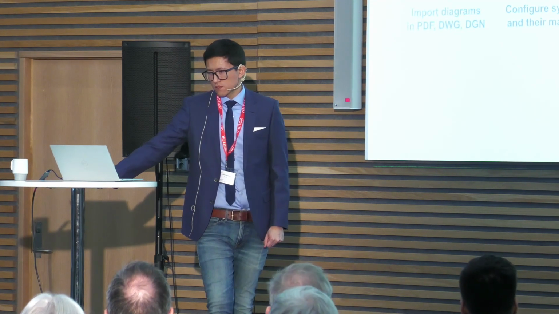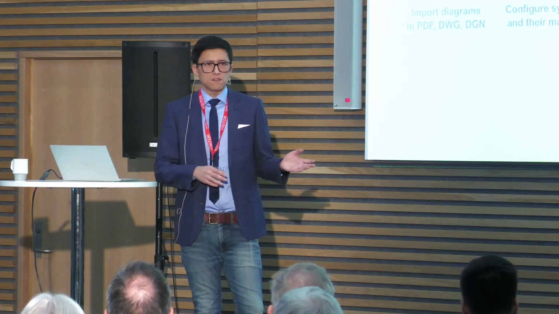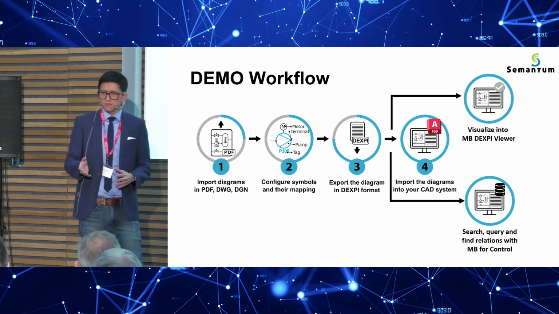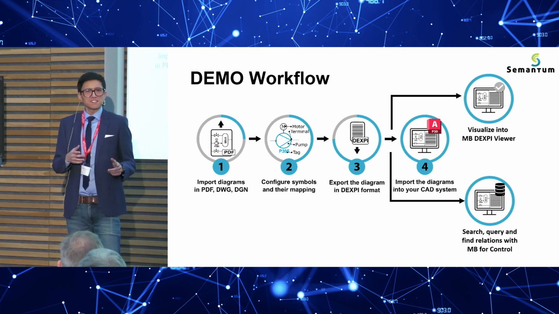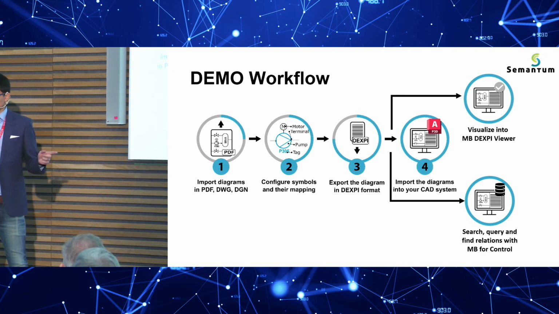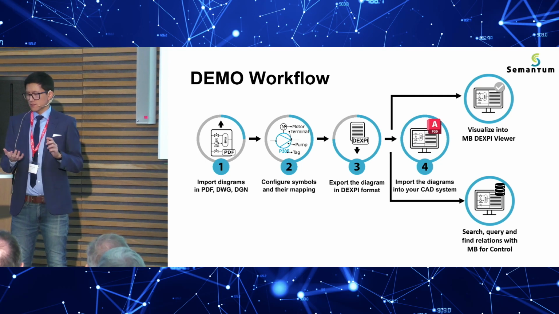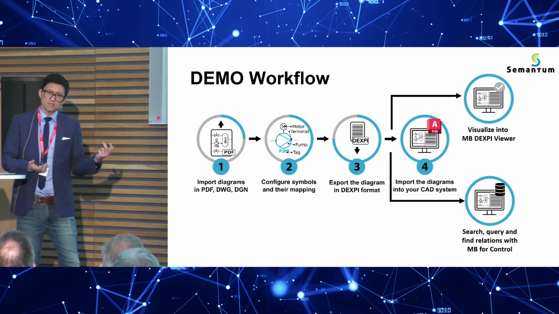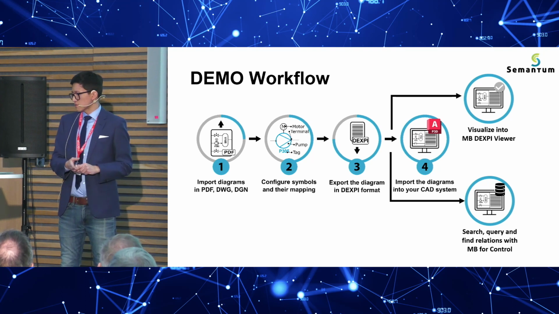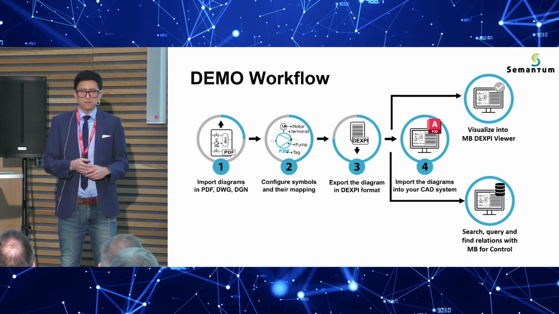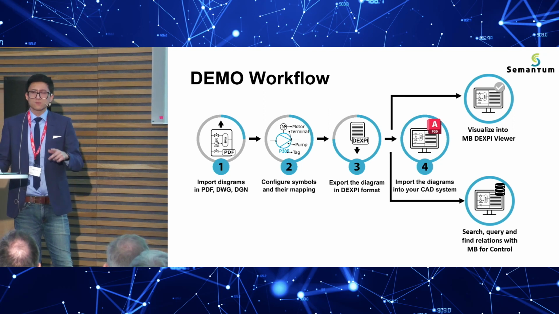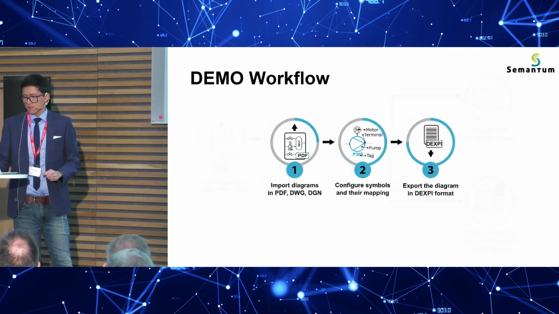This is the workflow that we are going to be following. First, we want to create from a PDF. A little disclaimer: we may have taken the wrong file. We took one of the PDFs, and we don't know if it's the right one, but you will see. We digitize it, we create a DXF, and then we are doing three things. We are importing it into a CAD tool, in this case AutoCAD Plant 3D. We are also visualizing it in our own DXF viewer, and we are using Model Broker for control to find different relations, for example control loops that are available in a P&ID.